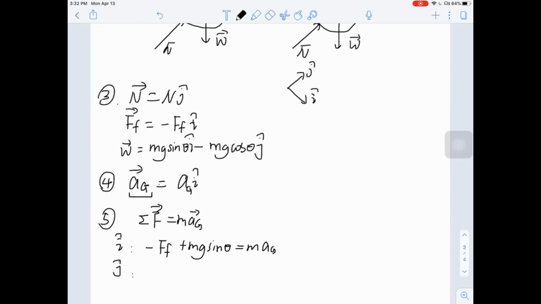For the J direction, we only have this normal force and the J component of weight force, which is negative mg cosine theta. The acceleration in this direction is 0. We don't have J components for a. Therefore, here is 0. Now we have the first two equations from Newton's second law.